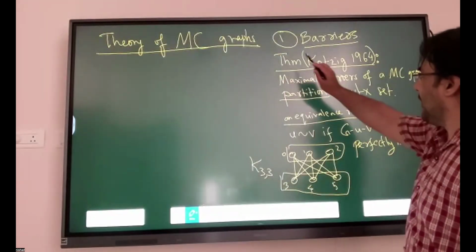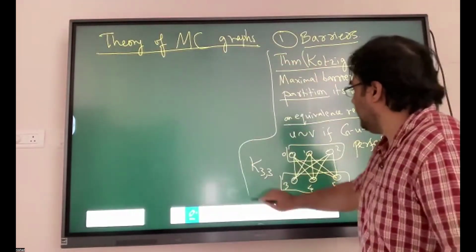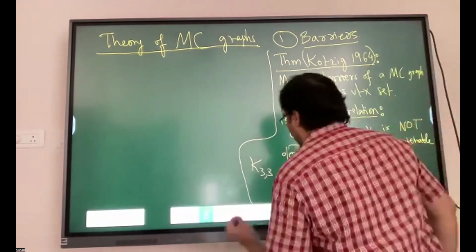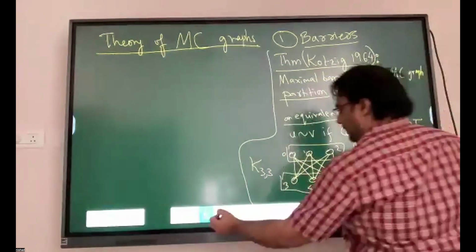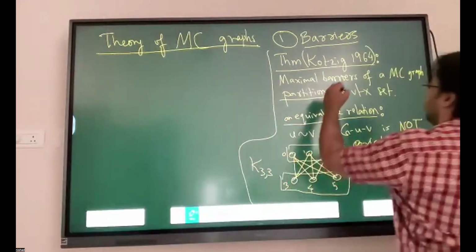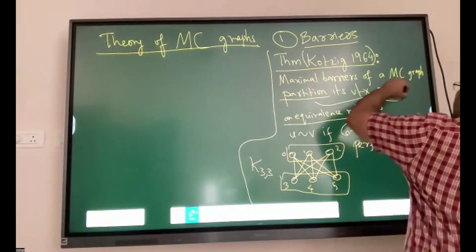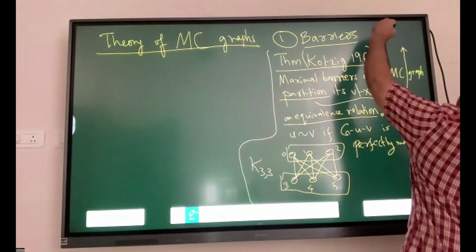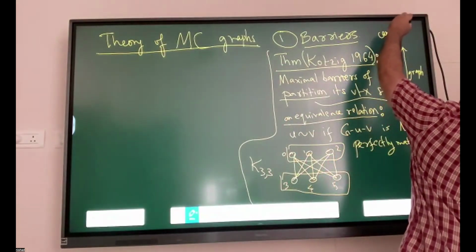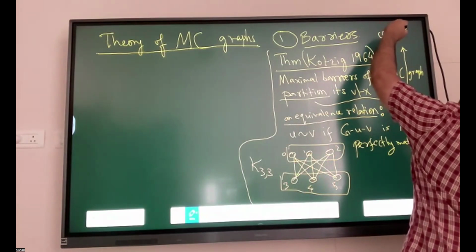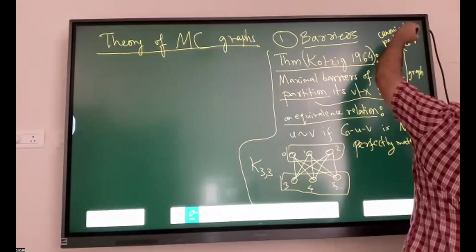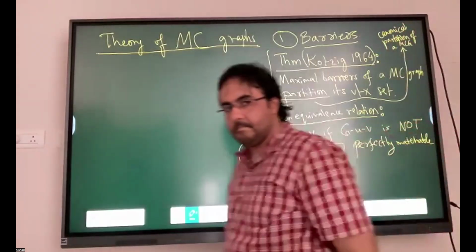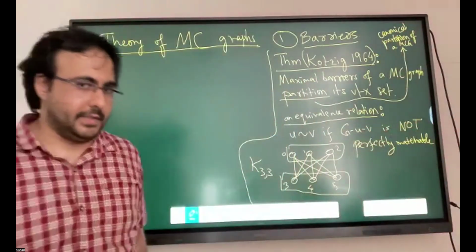So let's go back to Kotzig's theorem. This is called the canonical partition theorem. This partition of the vertex set is called the canonical partition of a matching covered graph. Okay. This is one important part of this theory.